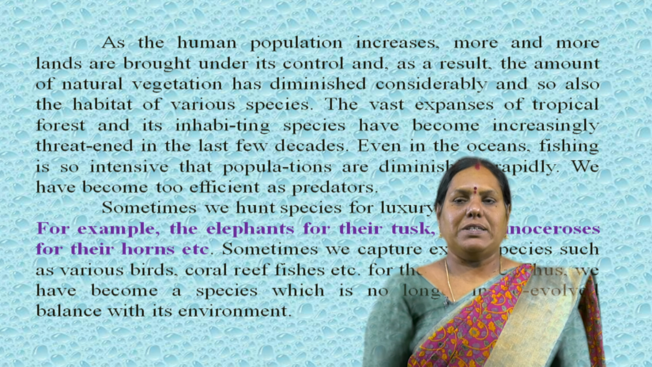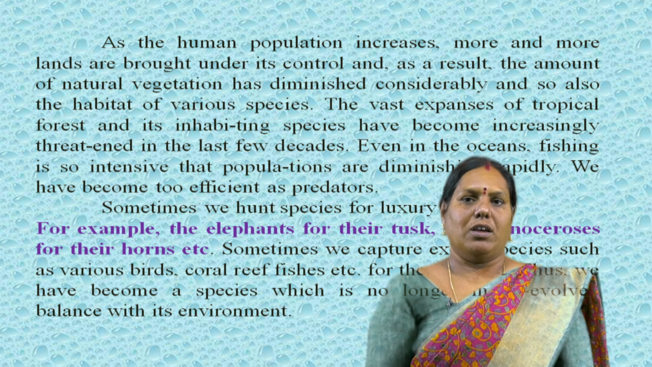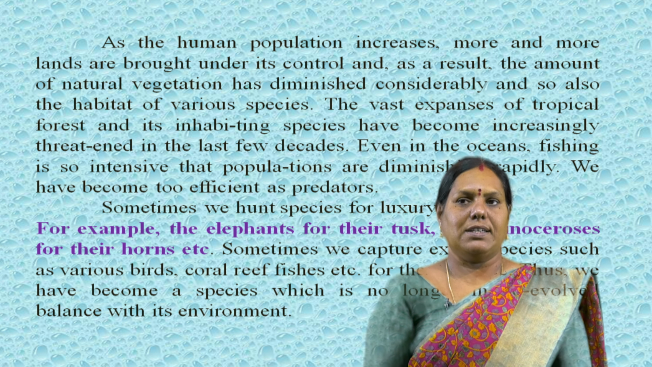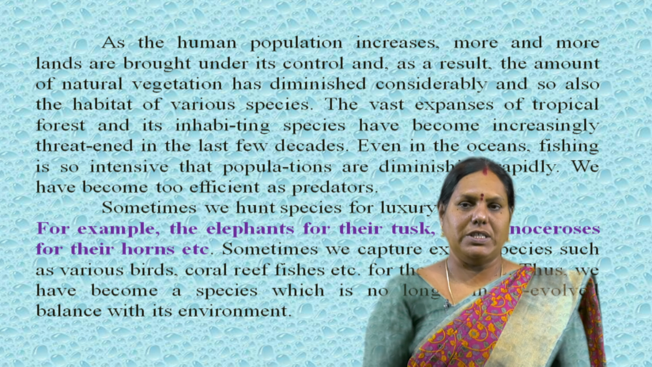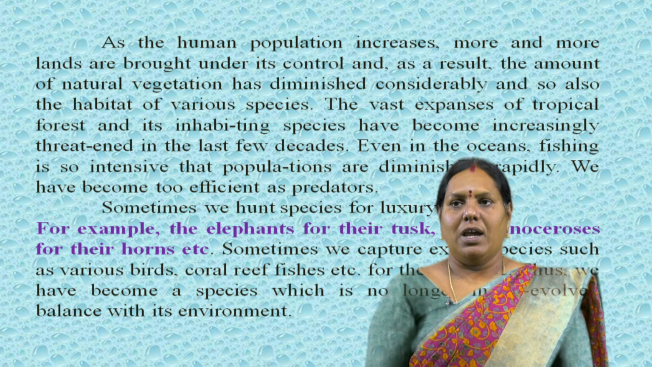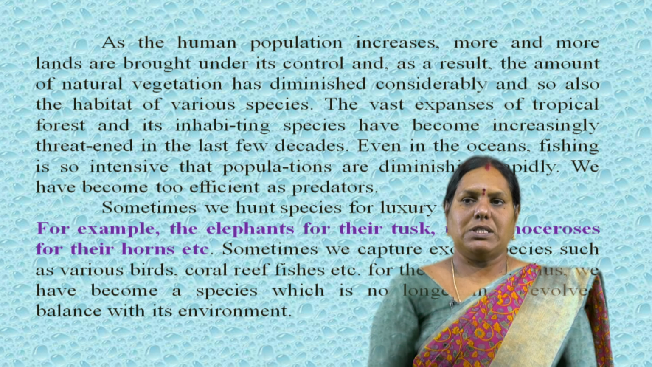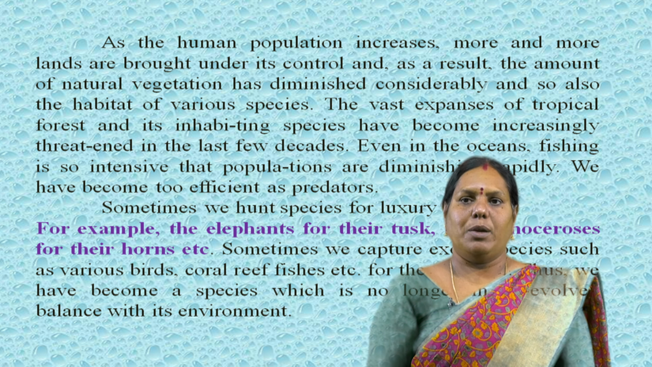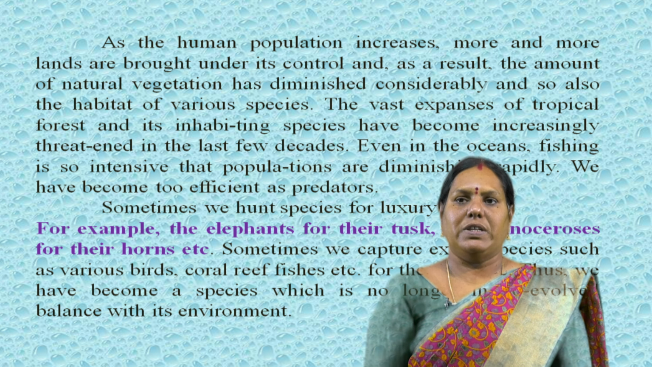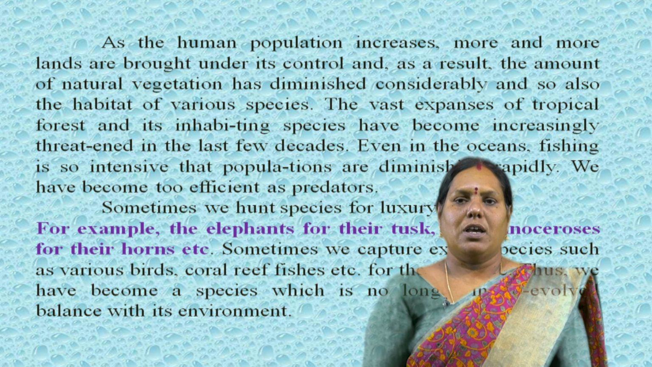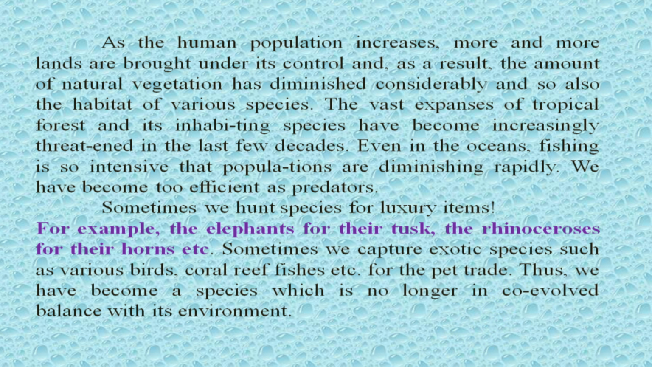Today, as the human population increases, more and more lands are brought under its control, and as a result, the amount of natural vegetation has diminished considerably, and so also the habitat of various species. The vast expanses of tropical forest and its inhabiting species have become increasingly threatened in the last few decades. Even in the oceans, fishing is so intensive that populations are diminishing rapidly. We have become too efficient as predators.